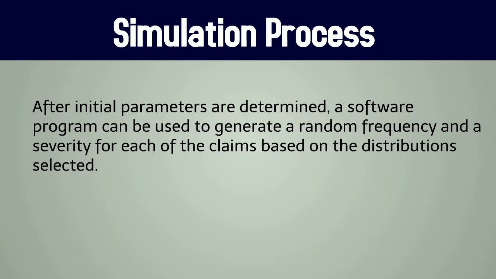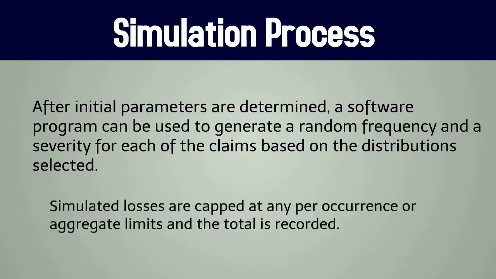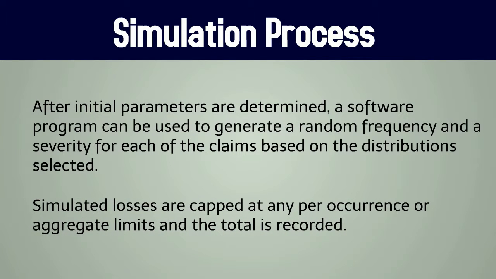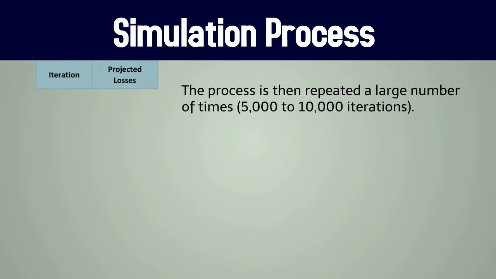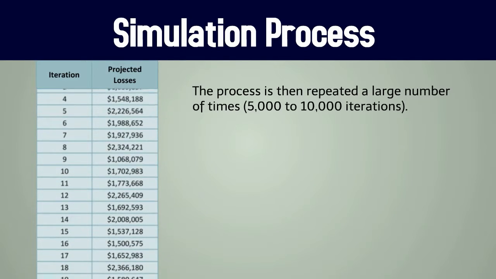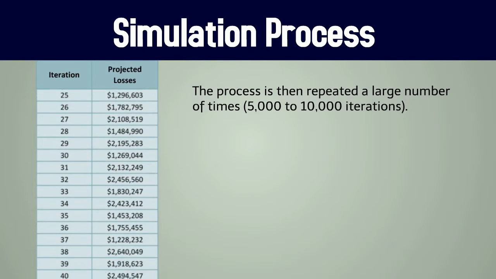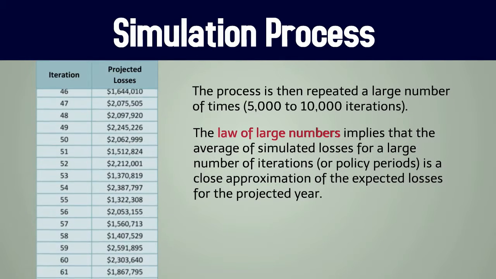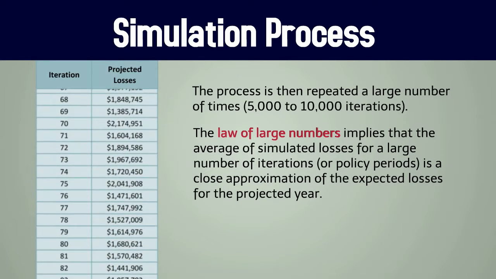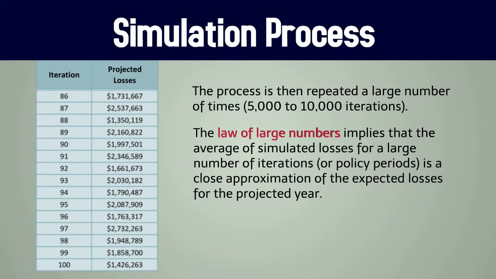After the initial parameters are determined, a software program can be used to generate a random frequency and a severity for each of the claims based on the distributions that were selected. The simulated losses are capped at any per occurrence or aggregate limits, and the total is recorded. The process is then repeated a large number of times, say 5,000 to 10,000 iterations. The law of large numbers implies that the average of simulated losses for a large number of iterations or policy periods is a close approximation of the expected losses for the projected year.